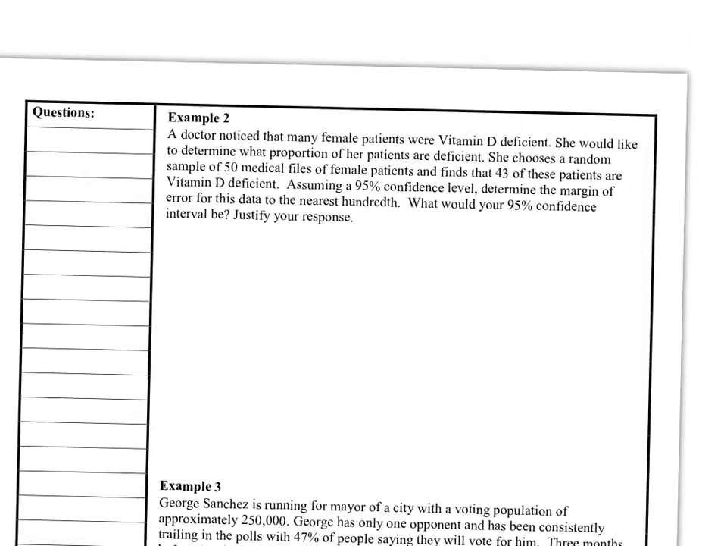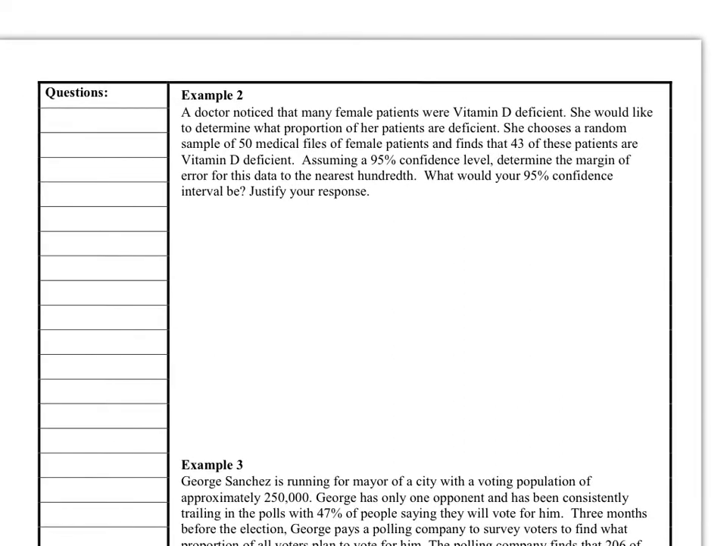Example 2: a doctor noticed that many female patients were vitamin D deficient. She would like to determine what proportion of her patients are deficient. She chose a random sample of 50 files of female patients and finds 43. So I'm going to stop there and write that my p hat, because this is a sample.